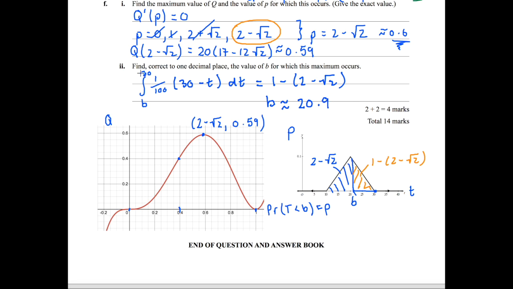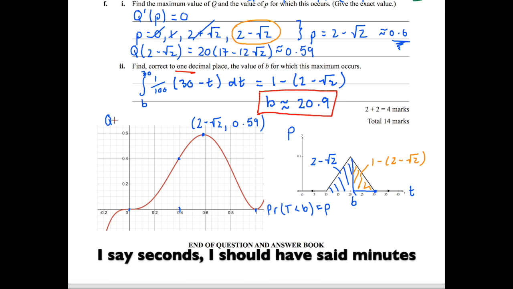So how you would solve that is you would put it in your calculator and solve for b, and that should give you an answer of this to 1 decimal place. What that means is there's a maximum probability that if t is less than 20.9 seconds, there's a maximum probability that exactly 3 or 4 of the trials of the circuits took less than 20.9 seconds. So we found the maximum value.